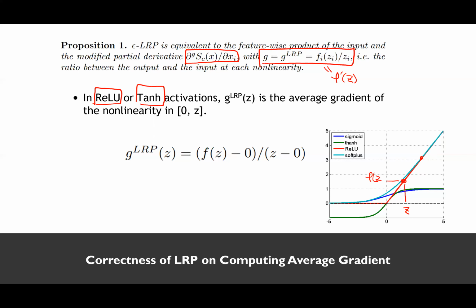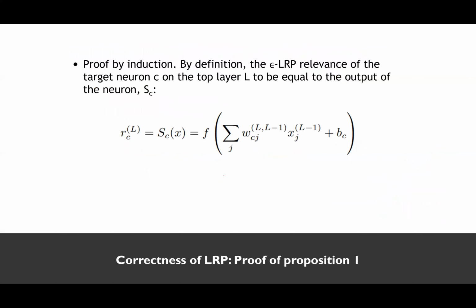fz divided by z will give us the gradient for the ReLU case. That is the same for the hyperbolic tangent case. So in a sense, we say that GLRP z is equal to f prime z for ReLU and hyperbolic tangent. It is not the case for the sigmoid function and the softplus function. So we can prove this by induction.